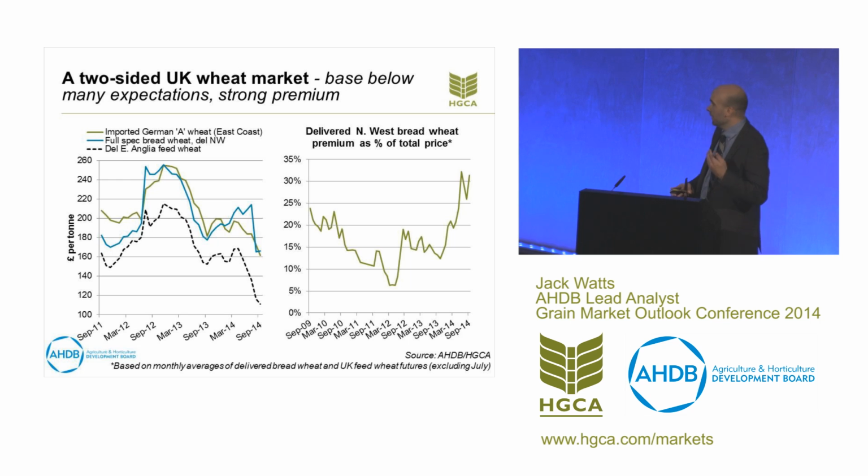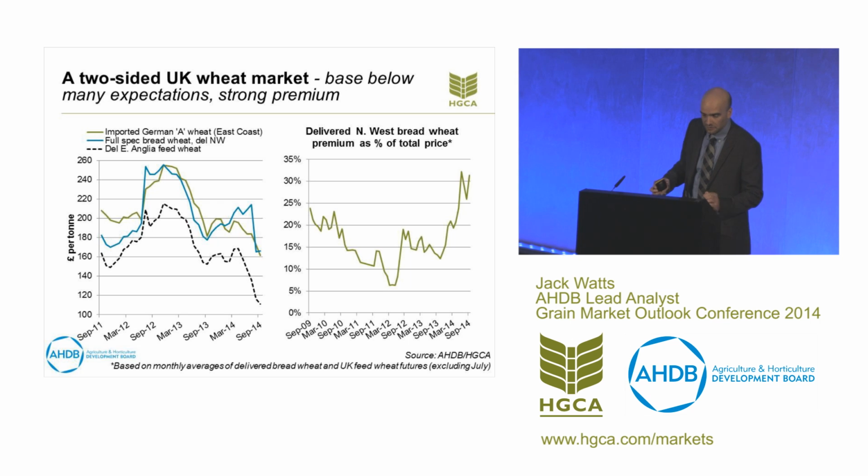Let's look at this in another way, and let's consider the domestic Northwest delivered price against the futures, and we're looking at the premium of that as a percentage of the total price. Typically, we're used to seeing a premium accounting for somewhere in the region of 10 to 15, maybe even 20% of the total price. Now, though, recently, the premium is basically accounting for more than 30% of the total milling wheat price.